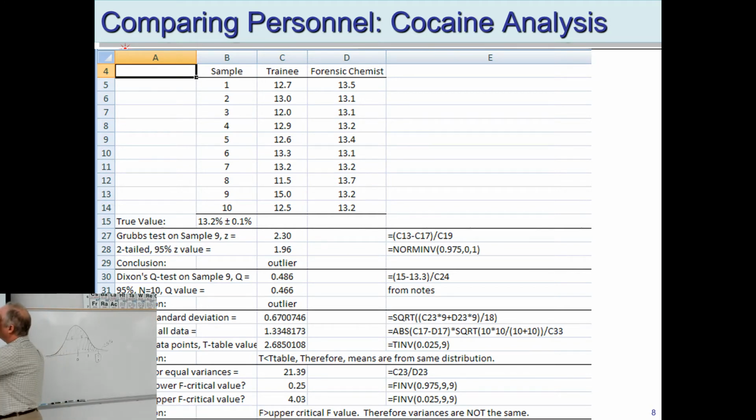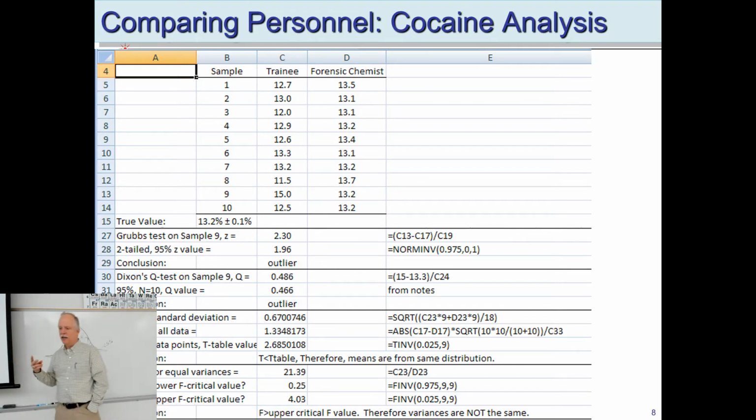Looking at our data up there, notice the trainee has one data point that's kind of off. It's 13s and 12s, and then you get down to the 9th data point, which is a 15. So they might have an outlier, which is throwing their variance off. 21 for an F test is huge. So what's really going on with the trainee? Maybe they had one piece of glassware that was dirty, or some kind of thing that they didn't notice that threw that data point off. So we can test for outliers, and there's two ways to do that.